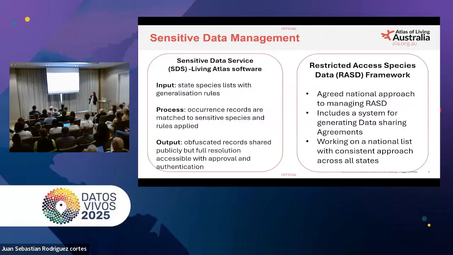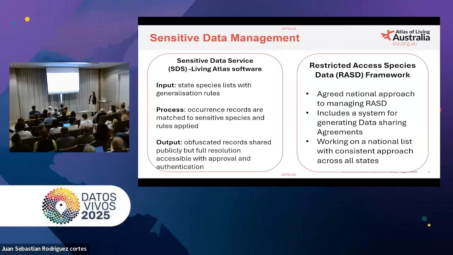Moving on to sensitive data management, one of our oldest pieces of software is called the Sensitive Data Service. The SDS takes in rules from a species list from each state, which provides us with rules for generalisation or obfuscation of species records. So when we ingest data, we obfuscate particular species records according to those rules. And then we publicly share the obfuscated values, and we retain the high resolution information, and people can come and apply to us for access.